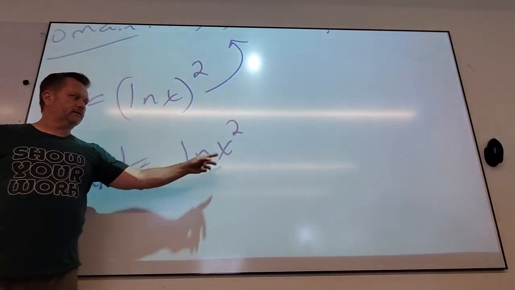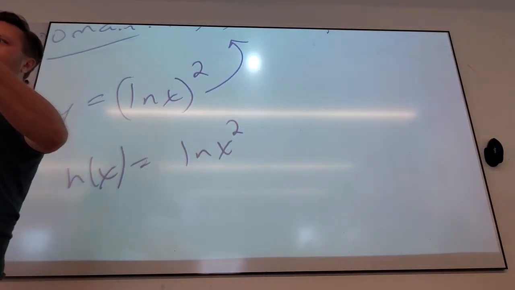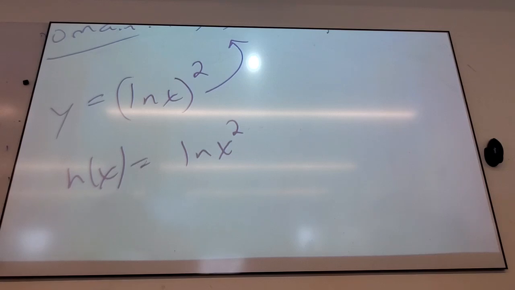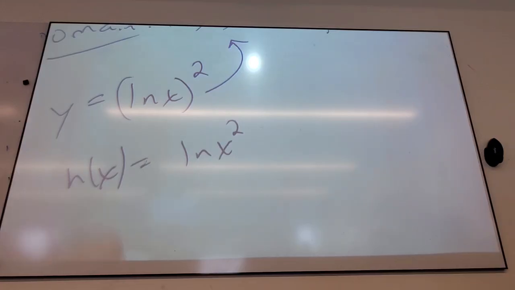So what's the only thing this can't handle then? 0. Because the original couldn't handle it. 0 squared is 0, so it still has a problem at 0. Anything else?